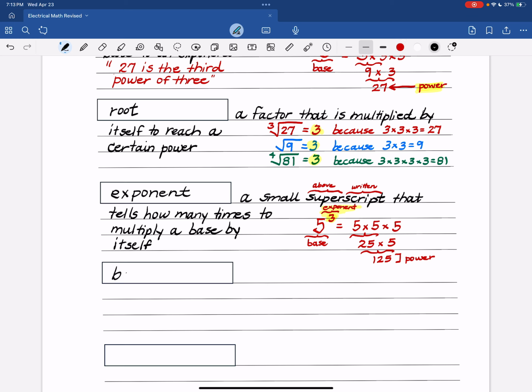Base is the next word. It is defined as the number being raised to a power. You can also call it the root.